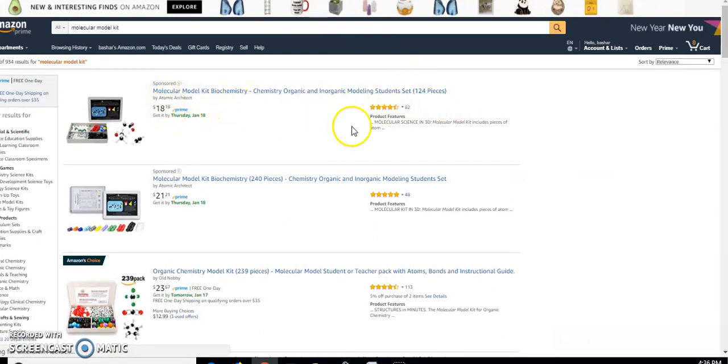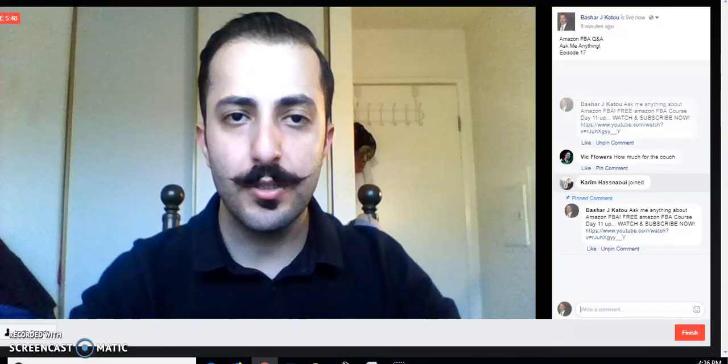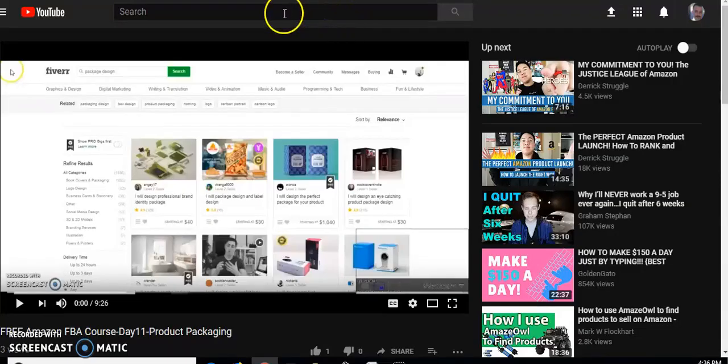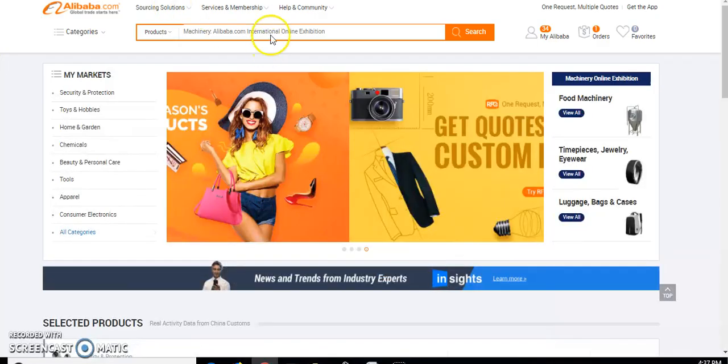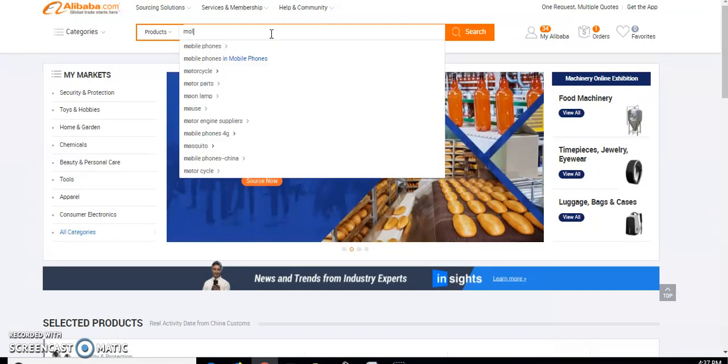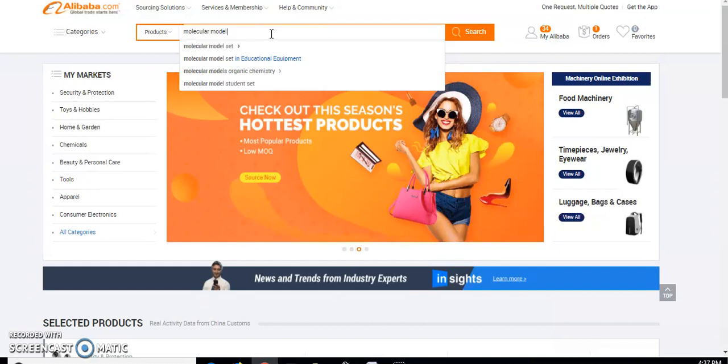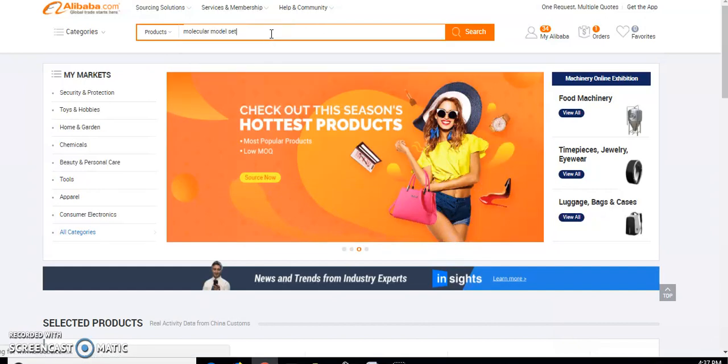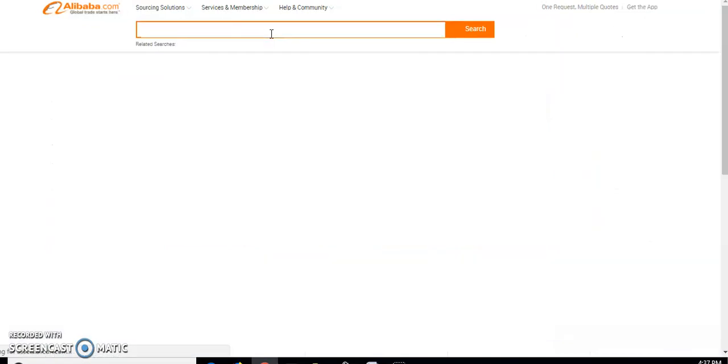So molecular model kit, let's say we go on there and let's say this right here. So it has 124 units. As I explained in my previous videos, there's a couple models of this. There's some that have 240, there's some that have 124. So let's say the one that has 124, you said, okay, this is the item that I want. So what you do is you actually go on Alibaba.com and you put molecular model set, and then you see whatever searches.